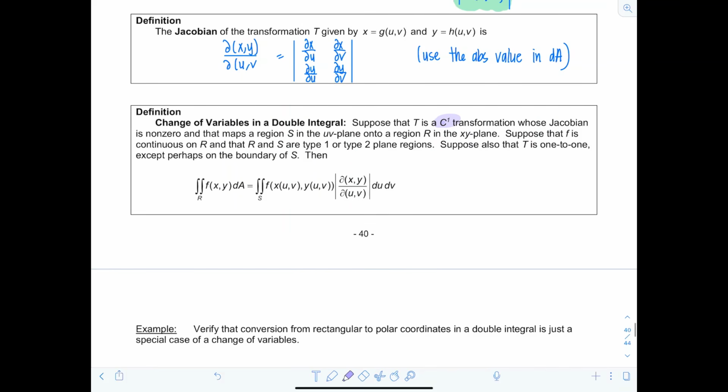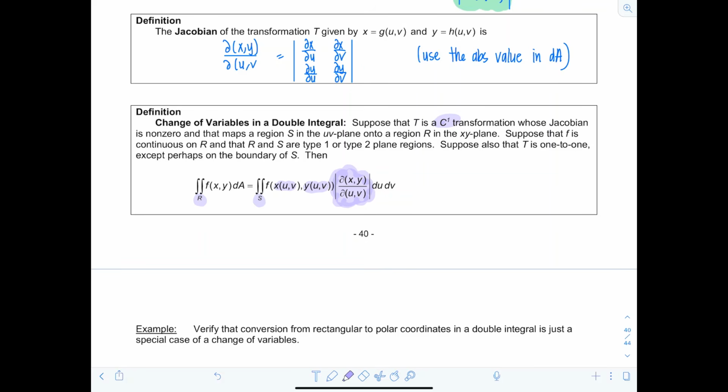So our double integral over the region R of f of x, y dA can be transformed into the double integral over the region S in the uv plane. So you're going to replace x and y so that they're in terms of u and v. And then here is the absolute value of the Jacobian. Don't forget that. Crucial, crucial. And then du dv.